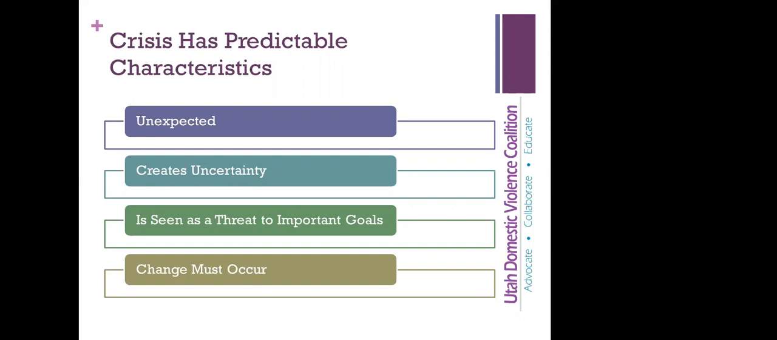Like I was just saying, it is seen as a threat to important goals, whatever those goals might be. It could be maintaining a job, getting to safety, going to school. Whatever a goal looks like, that crisis is going to potentially impact how you feel yourself being able to successfully access that. And really, in order to get out of crisis mode, change has to occur. You can't just keep running into that same brick wall that you threw up when you hit crisis mode. You've got to figure out a way to carve a new path to get around that.